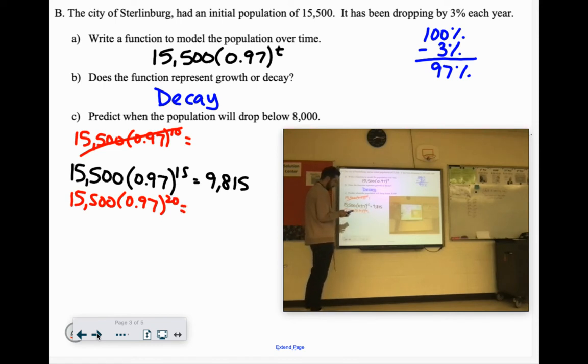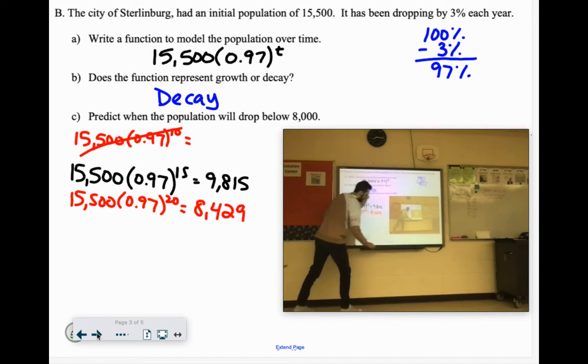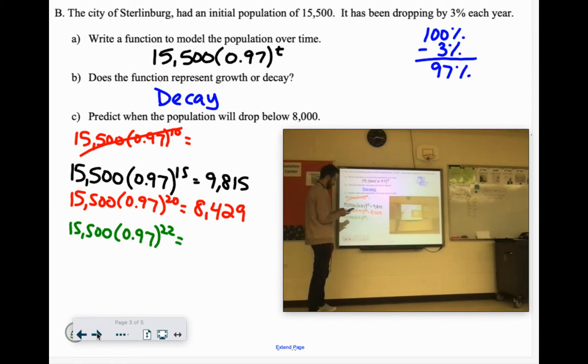0.97 to the 20th. 0.54, okay, all right, times 15,500. 8,429-ish people. Hey, we're getting close. We gotta still drop it a little bit more. Let's try like 22. 0.97 to the 22nd power is 0.51 times 15,500.